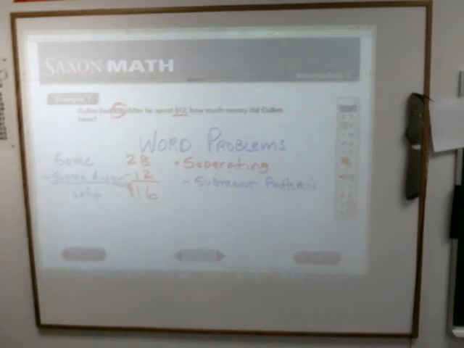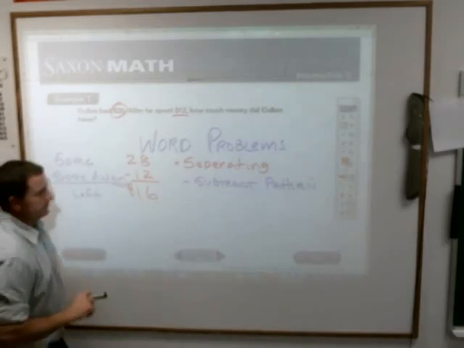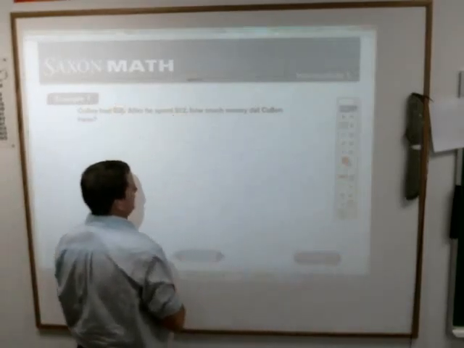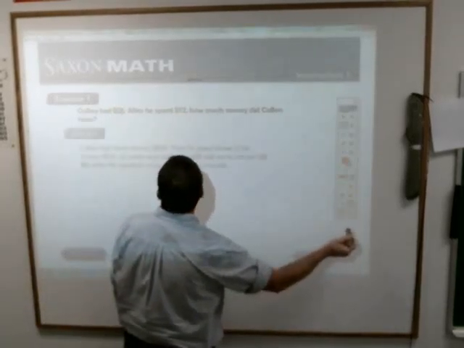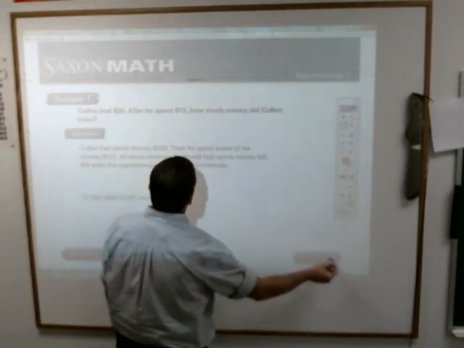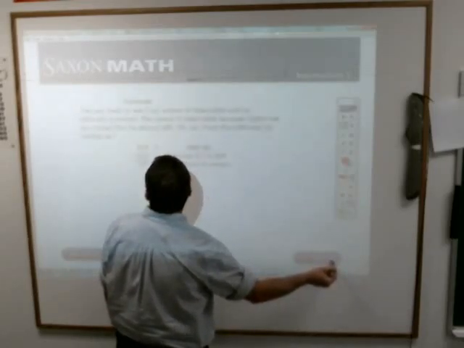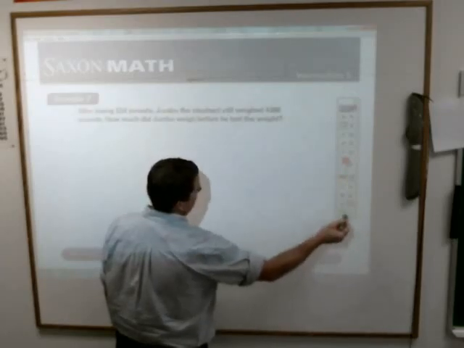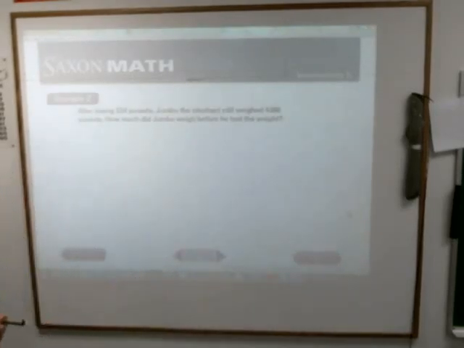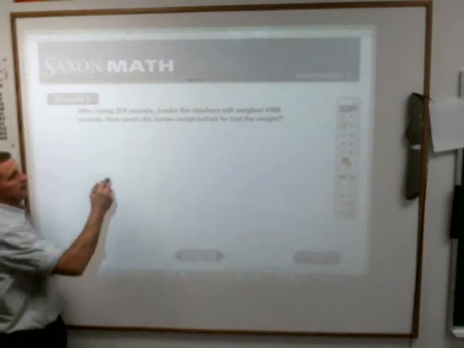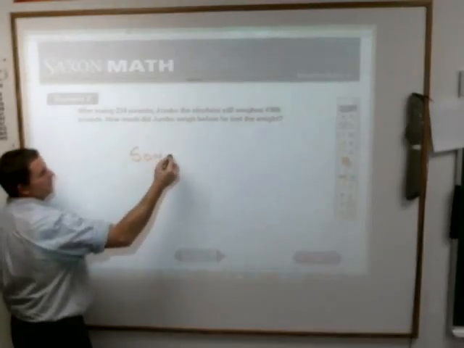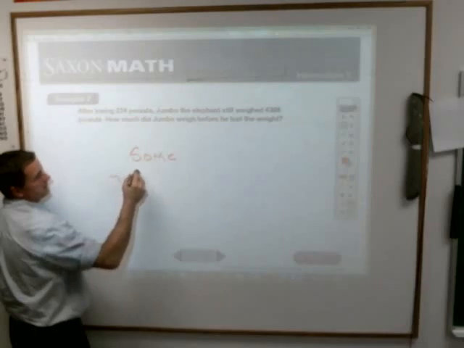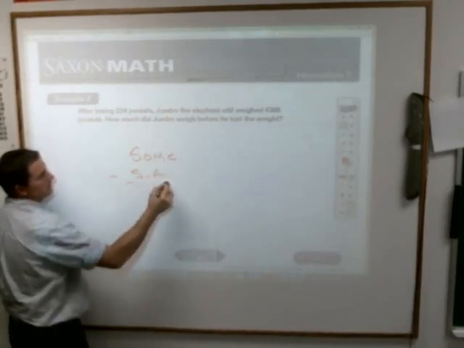Let's look at one that gets a little harder. Oh yes, here's one. After losing 234 pounds, Jumbo the elephant still weighed 4,368 pounds. How much did Jumbo weigh before he lost the weight? Let's follow this: the sum minus the sum that went away equals how much was left.